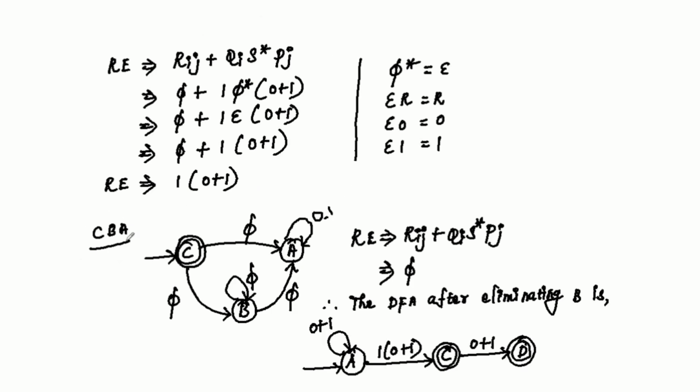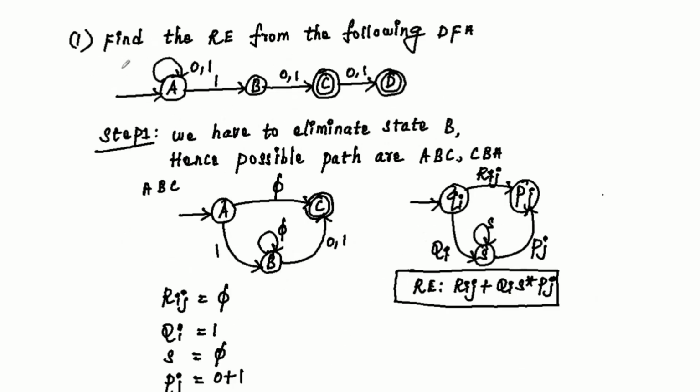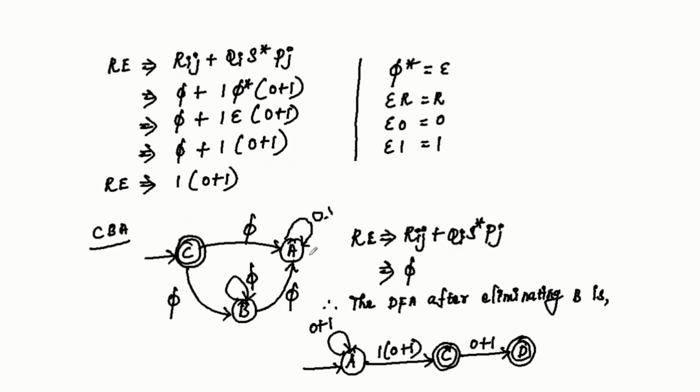The next possible path is CBA. Draw the transition diagram for the given path. The transitions from C to A, C to B, B to A and B to B are null because there is no input for these transitions. Only capital A has a self loop. The transition on capital A to A is 0, 1. Here you write 0, 1.